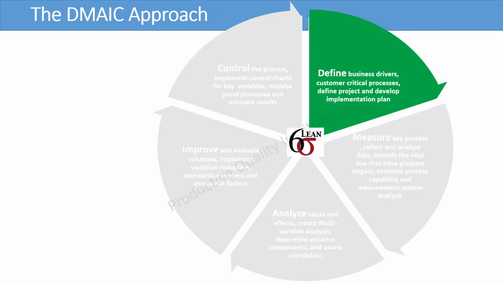In the first phase of a Lean Six Sigma project, the Define phase, the business drivers are defined, and customer critical processes are discovered and defined in very clear words. Also, the whole project is specified and defined. In addition to that, the implementation plan is developed.